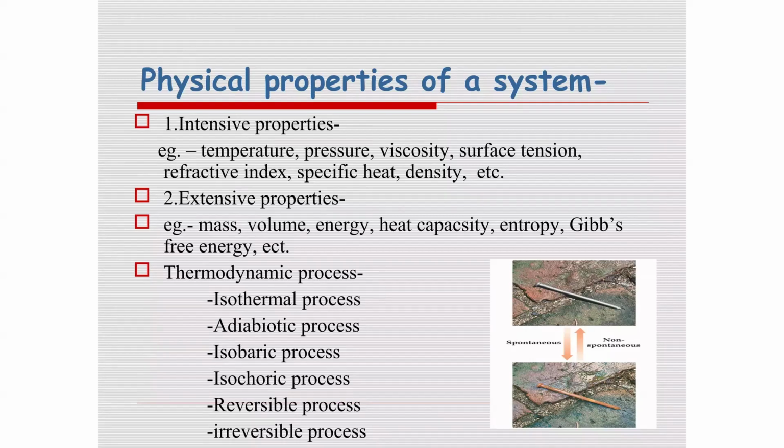While for the extensive properties, we have mass, volume, energy, heat capacity, entropy, Gibbs free energy, etc. And then also we have thermodynamic processes, and we are going to look at them one after the other. We have the isothermal process, a process that happens when the temperature is constant. We also have adiabatic, isobaric, isochoric, reversible, and irreversible processes. So we are going to look at these one after the other.